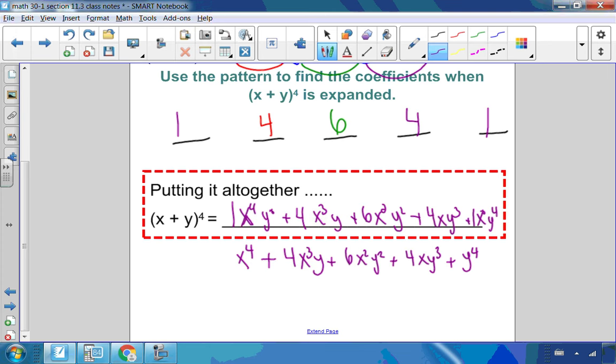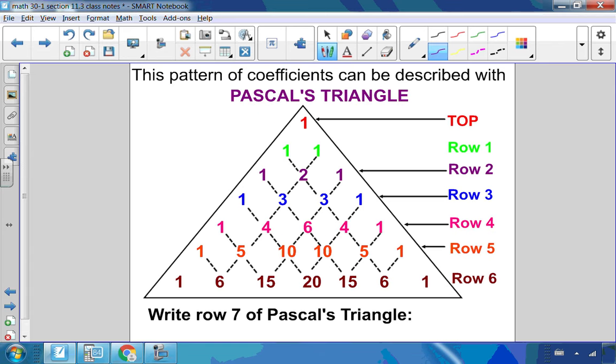Now let's go back to that pattern with the coefficients. It actually is based on Pascal's triangle. So Pascal's triangle is a recursive pattern. It depends on the terms before it to generate it. So I always start with a 1, end with a 1, and then I just add the terms above.